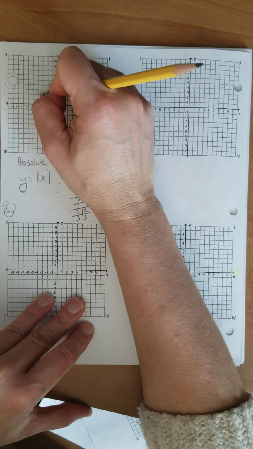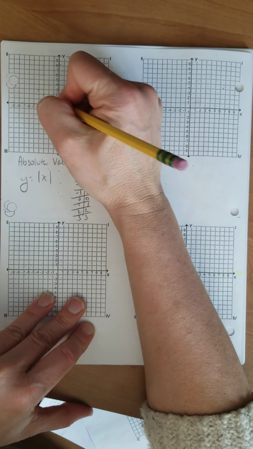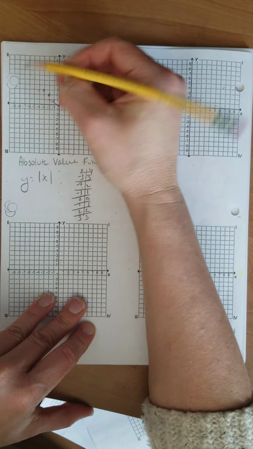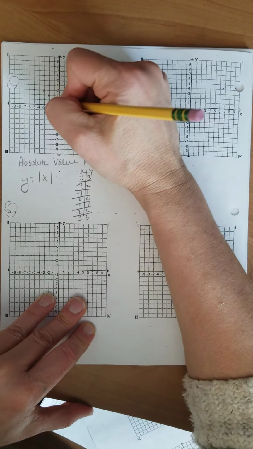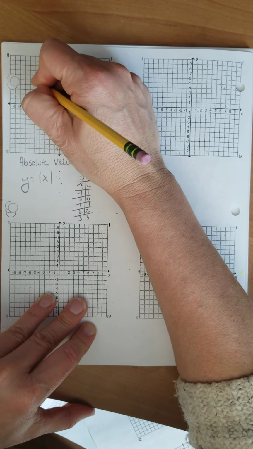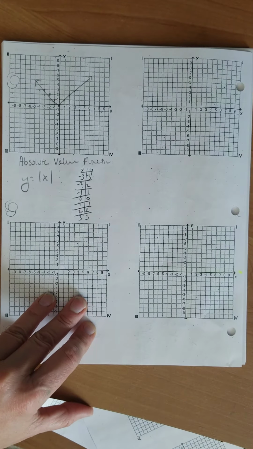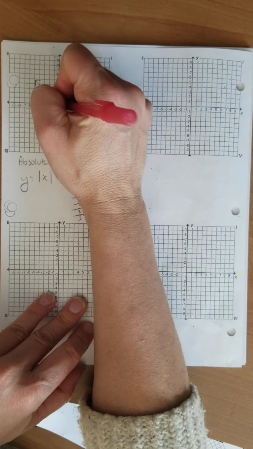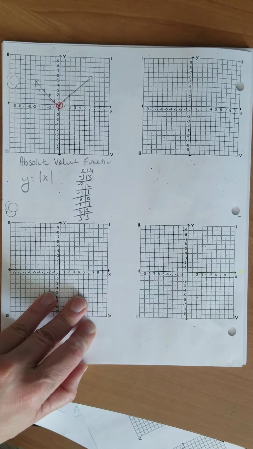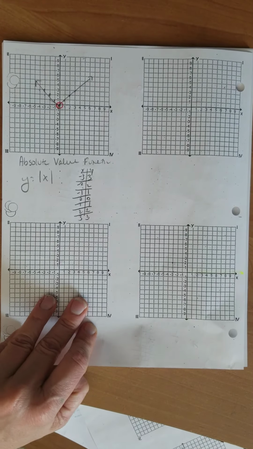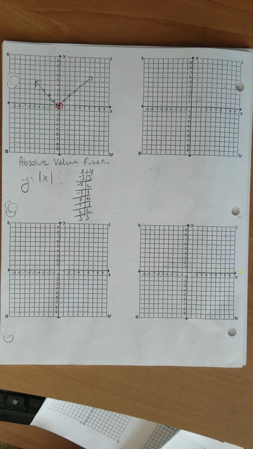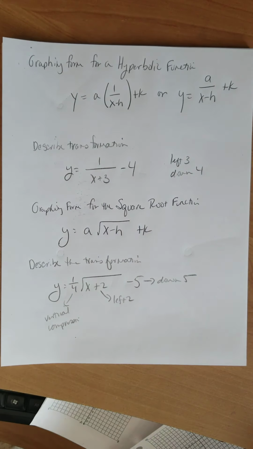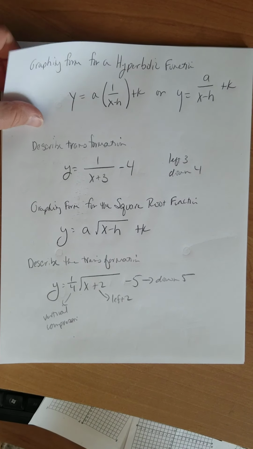Oop, I didn't go to 2, 2. Bad me. I went to 1, 1, not 2, 2, 3, 3. Here we go. So there it is, my absolute value function. Locator point, the point that everything moves with, it's right there. Which makes sense. It's like the lowest point. Parabola is the lowest point.